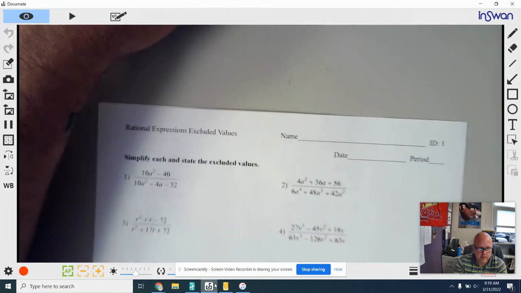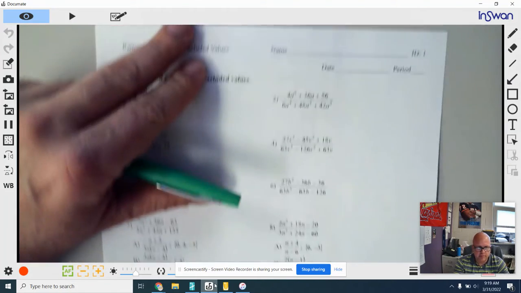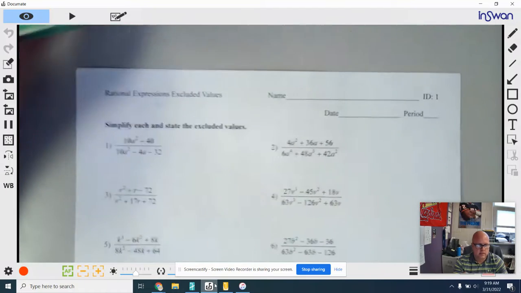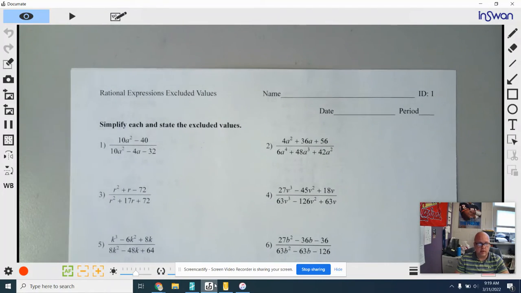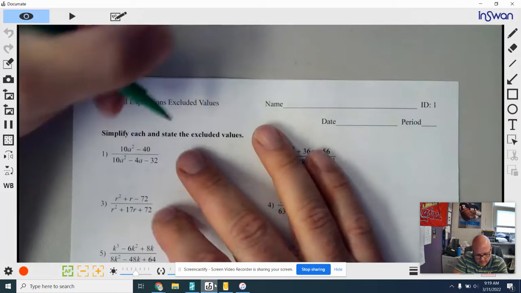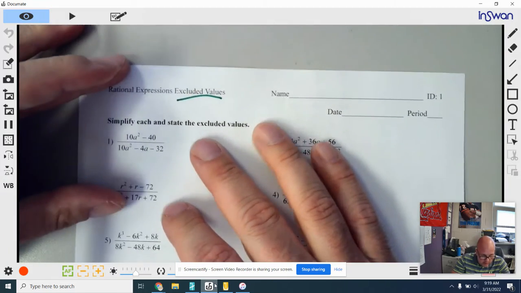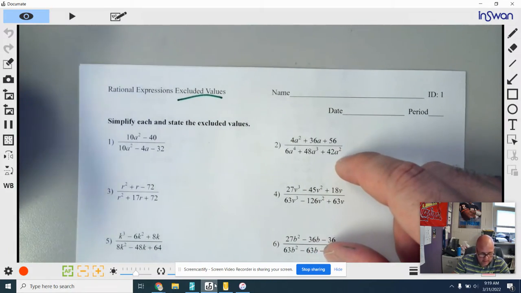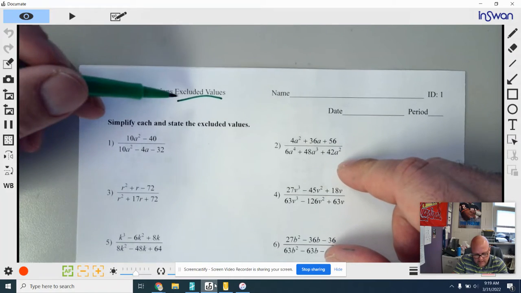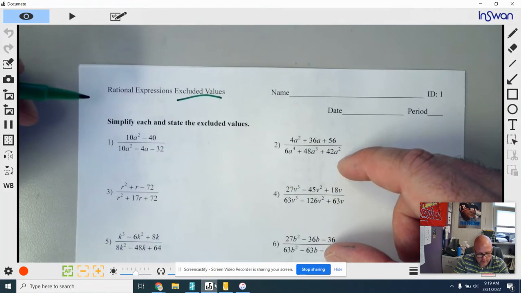All right, guys, for today's lesson, you're going to find it, I think, really easy. So, we're going to take what we've learned about rational expressions and add just one little piece to it. And that piece today is called excluded values, which you guys already know a little bit about. It's just applying that concept to rational expressions.